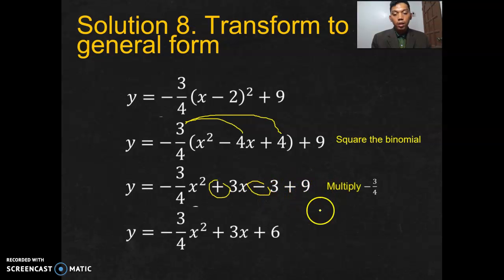So now we combine the like terms. 9 minus 3 is 6. So the general form is y equal to negative 3/4 x squared plus 3x plus 6. I guess that will be all.